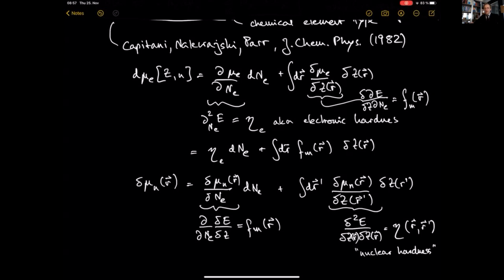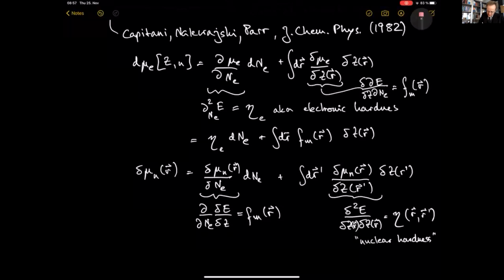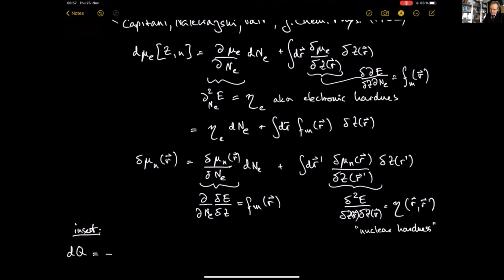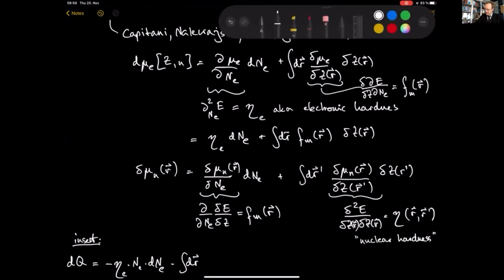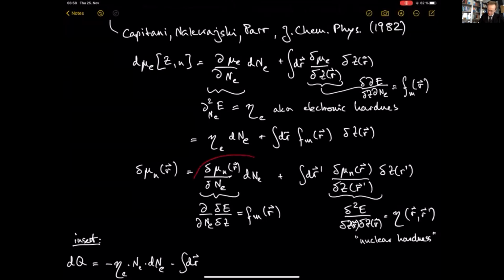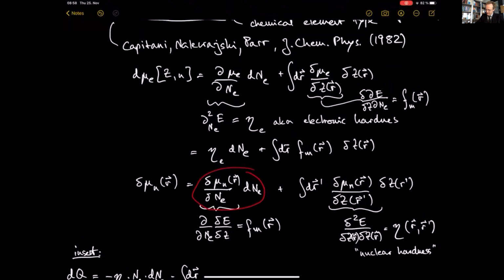Okay, so now we have all things ready, and we can combine everything into our grand potential. So we insert this, and we find for our generalized dq minus electronic hardness times Ne times dNe minus dr. And now we get the integral over our molecular hardness. But this shows up twice, right? In this part here. So we have it here, and we have it here. Okay.